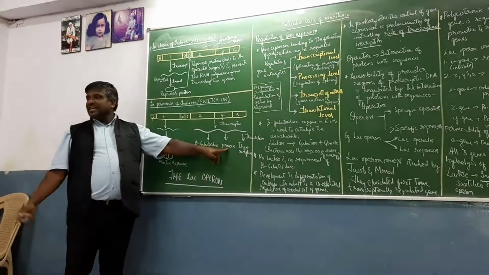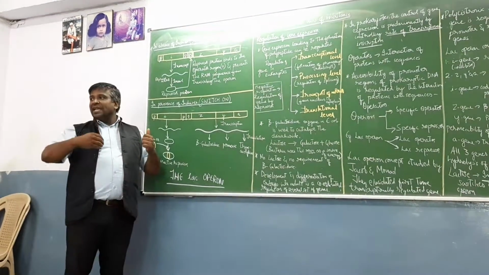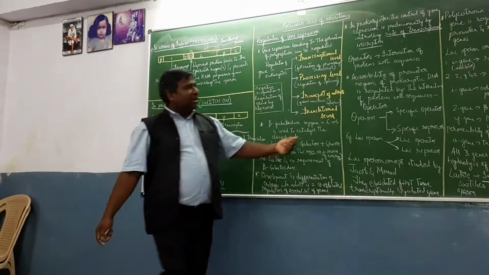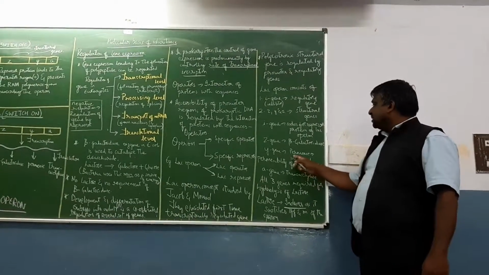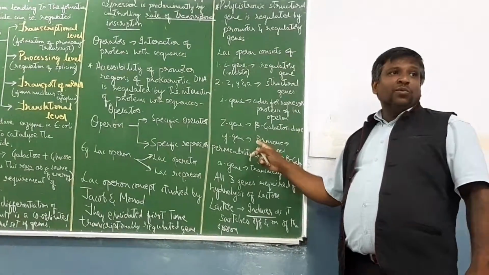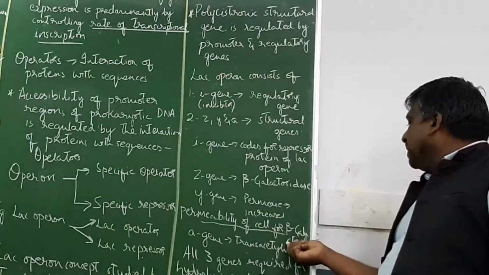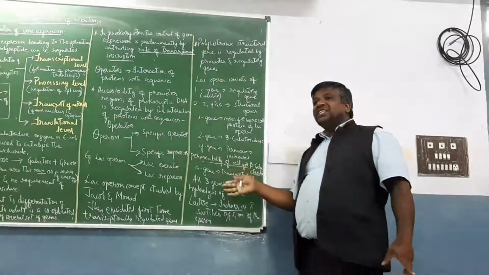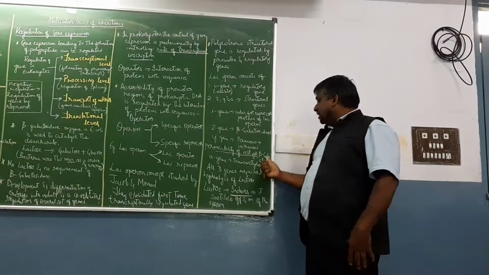So permease ಏನು ಕೆಲಸ ಮಾಡುತ್ತೆ ಅಂದರೆ it is going to facilitate the entry of lactose into the cell. So the permeability of the cell for lactose is increased by the synthesis of permease by Y gene. They don't directly digest lactose, but they facilitate the galactosidase to digest it. So transacetylase will take care.